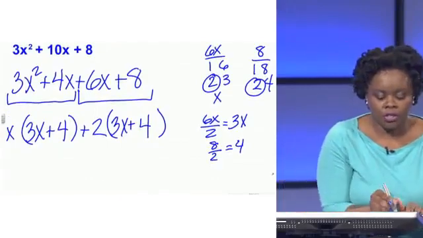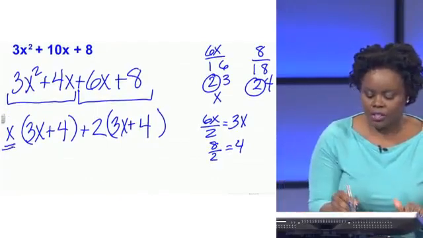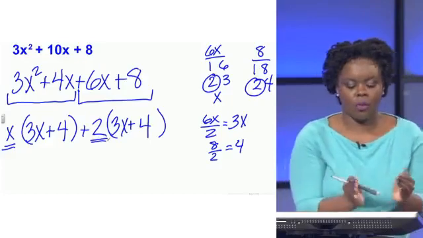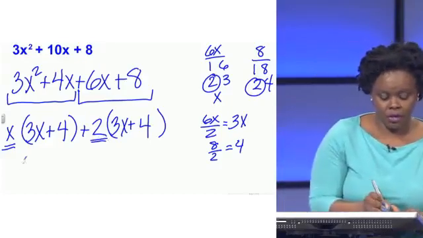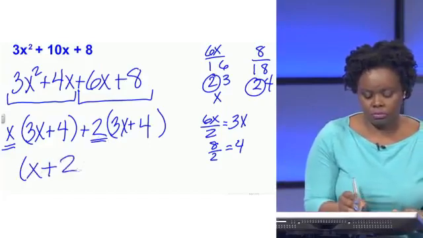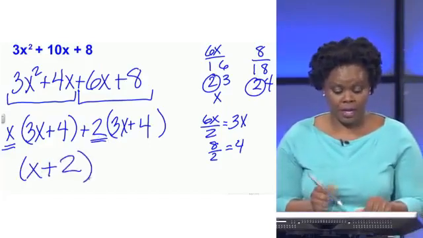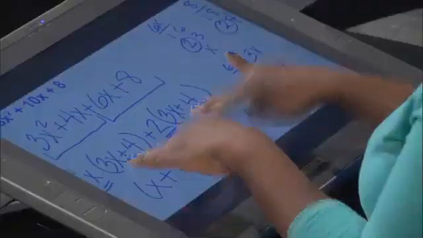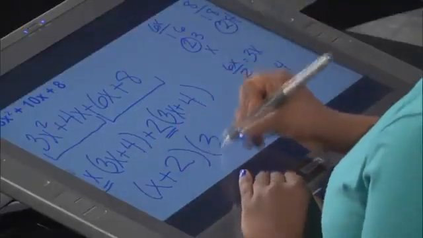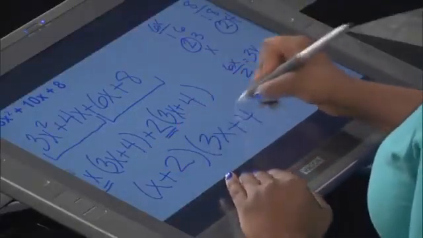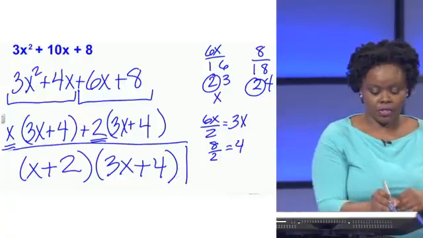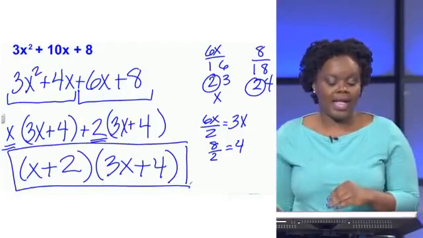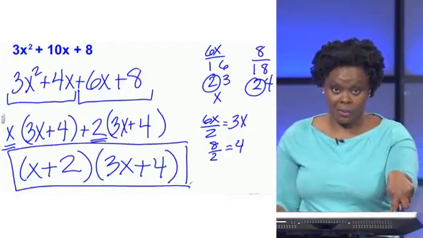You see you have that x that was the greatest common factor and this 2 that was the greatest common factor. When we factored those groups, you bring them together. So you'd have x plus 2 as one factor, and then that 3x plus 4 that's common to both. That's another factor. And you are all done. You have factored that trinomial that had a leading coefficient that was not 1.